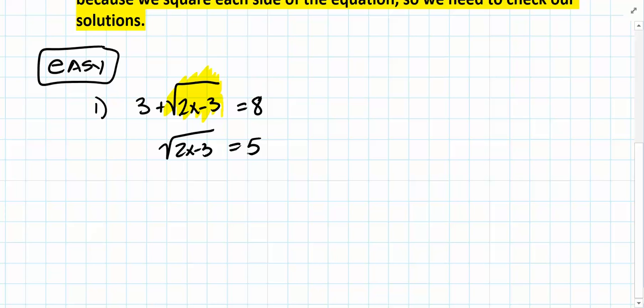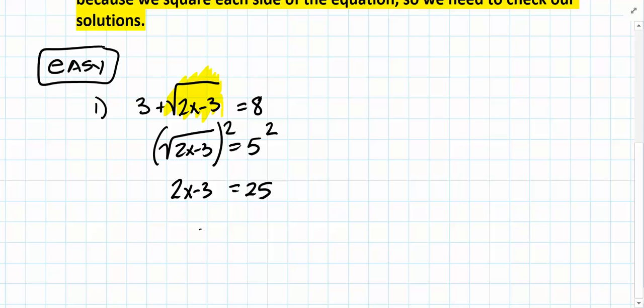Yes, sir? Yeah. What do we do now? Yeah, square root each side. You got it. We're going to actually not square root each side, but we're going to square each side. So on the left, we get 2x minus 3, and on the right, now 25. We're squaring both sides of an equation, so we should check for extraneous solutions at the end, even though we're only going to have one for this one, but we're going to see that it's right.